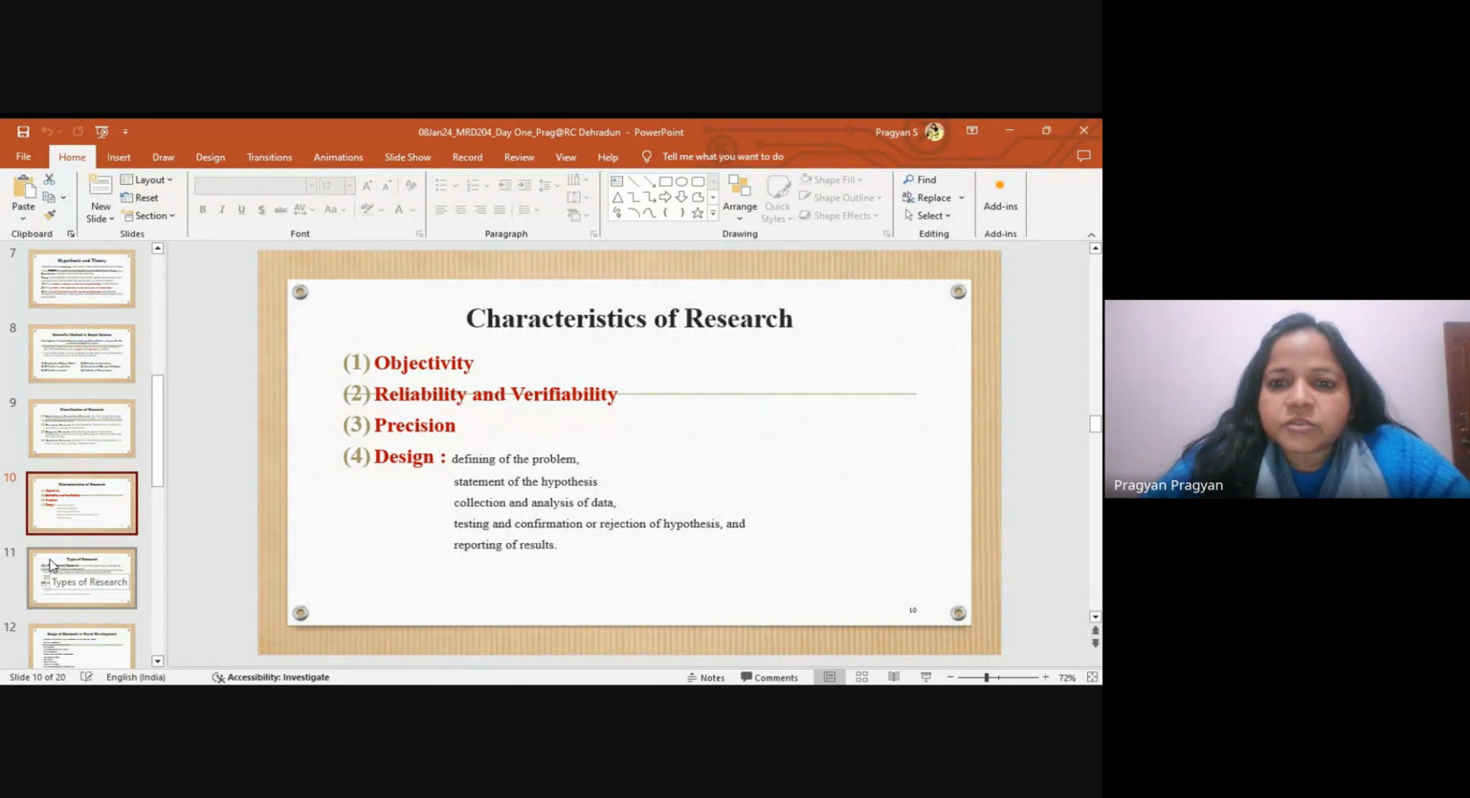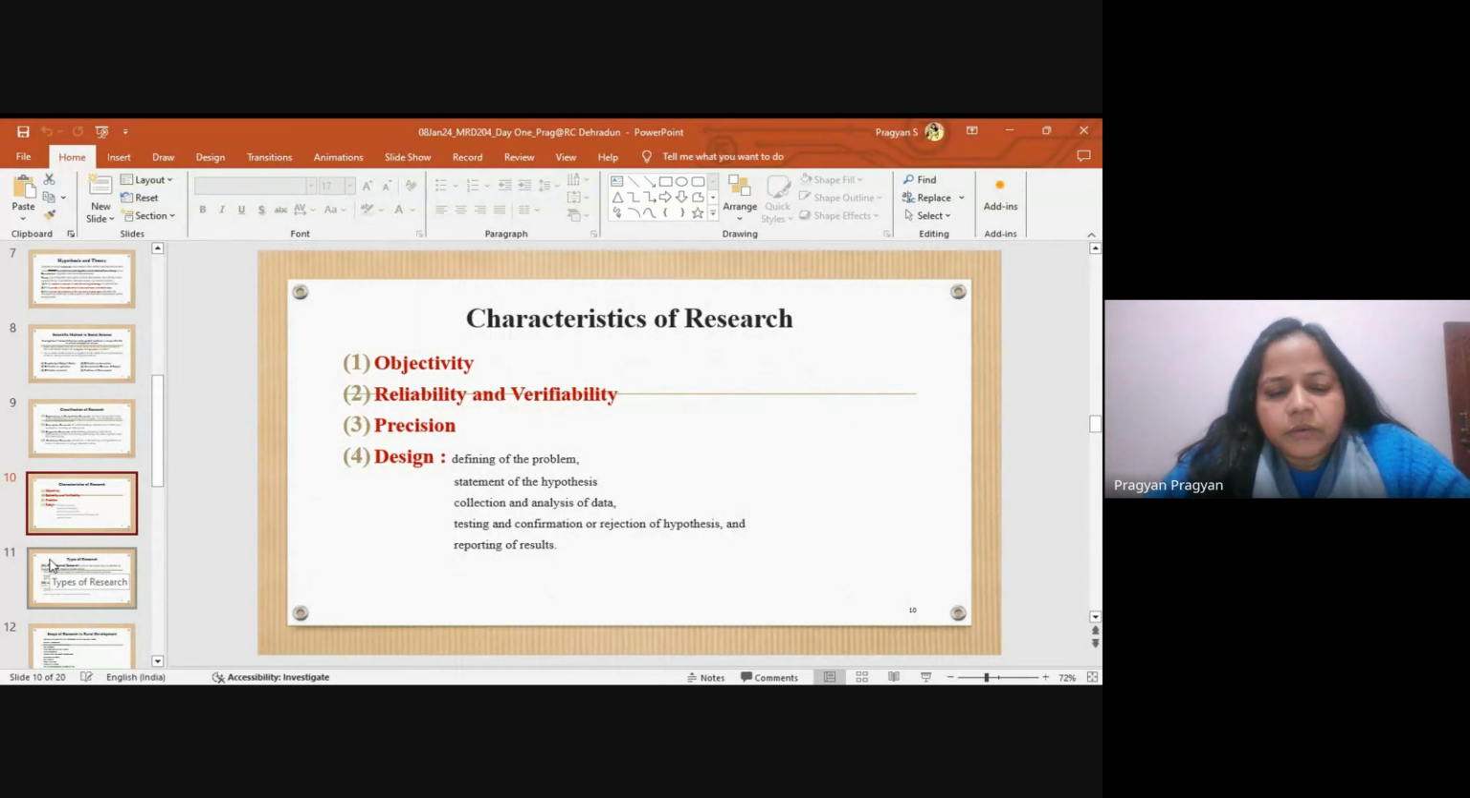So, precision is also a very important characteristic of research, because unless and until we are precise in our understanding, we are never going to understand the mutual relationship of determinant, determining variable, and intermittent variable. So these all three are very important characteristics of this research.